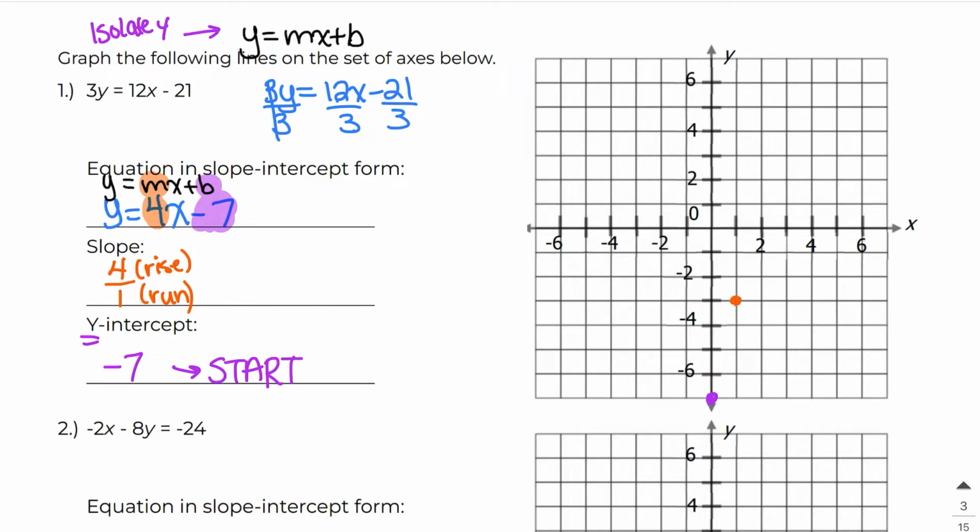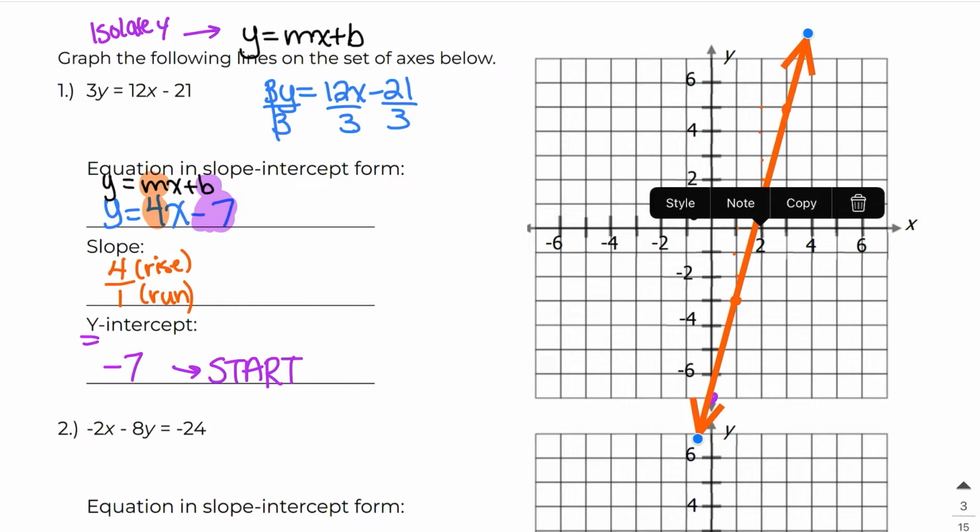And then I'm going to do it again from here. I'm going to go up by 4, 1, 2, 3, 4, and over by 1, and this is my point right here. Go up by 4, 1, 2, 3, 4, and then over by 1, and here's my point right here. Try to find a straight edge, and you would connect the dots right here, and this is your line.